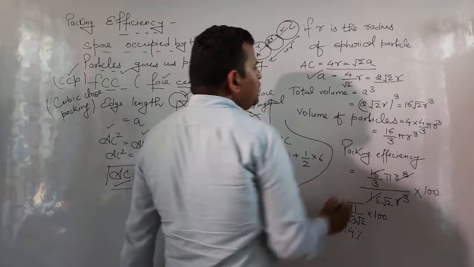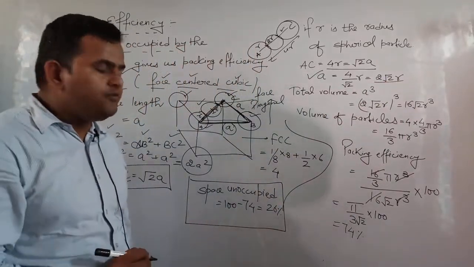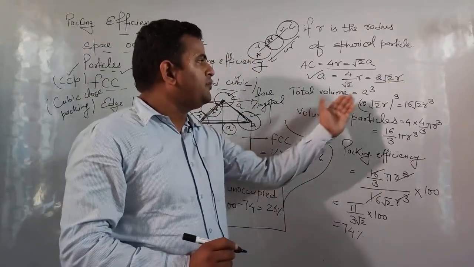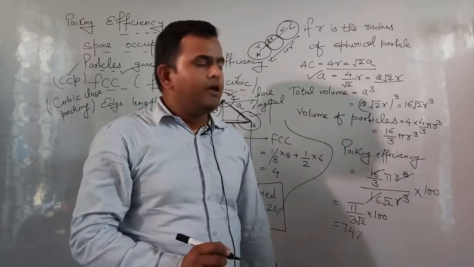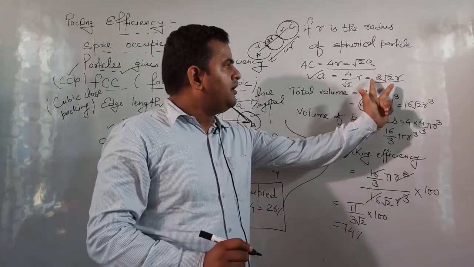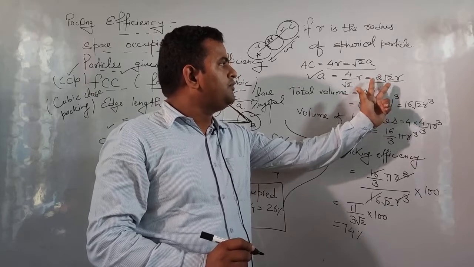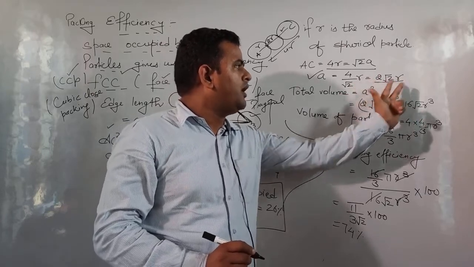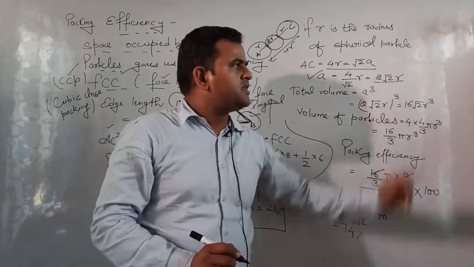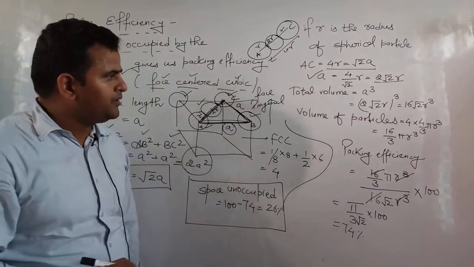and if you calculate the value of a, it is equal to 2 root 2 r, and we know that the volume of this cube is a cubed. And if we put the value of a as 2 root 2 r cubed, this is equal to 16 root 2 r cubed.